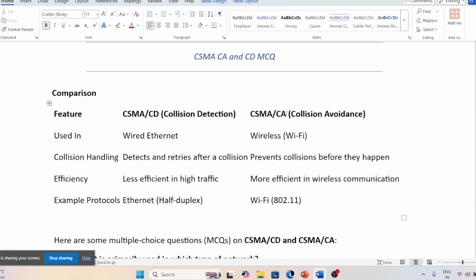Now we have CSMA/CA. It is collision avoidance, so it is used in Wi-Fi. Wi-Fi uses CSMA/CA, and wired Ethernet uses CSMA/CD. CSMA/CD is less efficient in high traffic, so when traffic increases, its efficiency decreases. CSMA/CA is more efficient in wireless communication. Usually it is half duplex, and Wi-Fi uses the IEEE standard 802.11. 802.11 is the standard of Wi-Fi, and it is used by this.